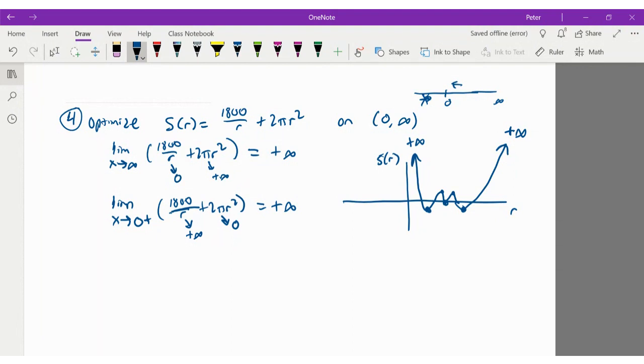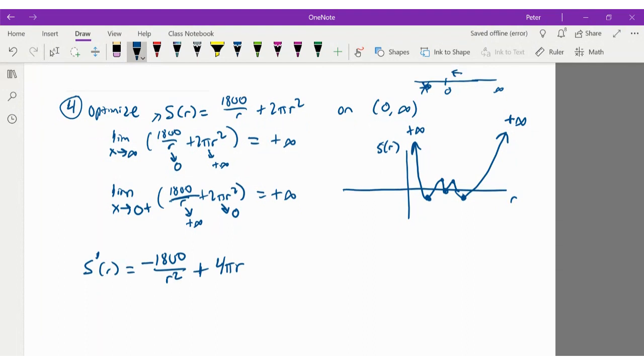So here, once again, we have S of r. Let's just find S prime of r. That's going to equal negative 1800 over r squared, the derivative of 1800 over r, plus the derivative of 2 pi r squared with respect to r, which is 4 pi r. Since the interval doesn't include 0, there are going to be no places where this is undefined. I don't have to consider r equals 0 because it's not in the domain.